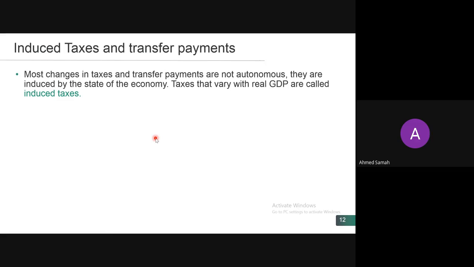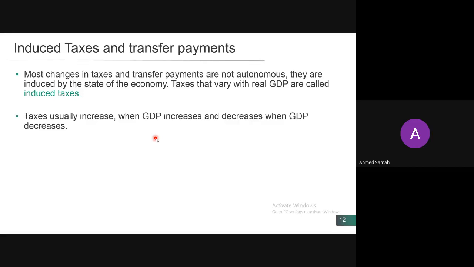When GDP changes, taxes change as well, and these are induced taxes. So taxes will usually increase when GDP increases and decrease when GDP decreases. We are making counter cyclical policy measures. In the business cycle, when GDP increases and we are in an expansion, the government will charge higher taxes, and when we are in a recession, the government will reduce the taxes. So we are making counter cyclical policy measures.